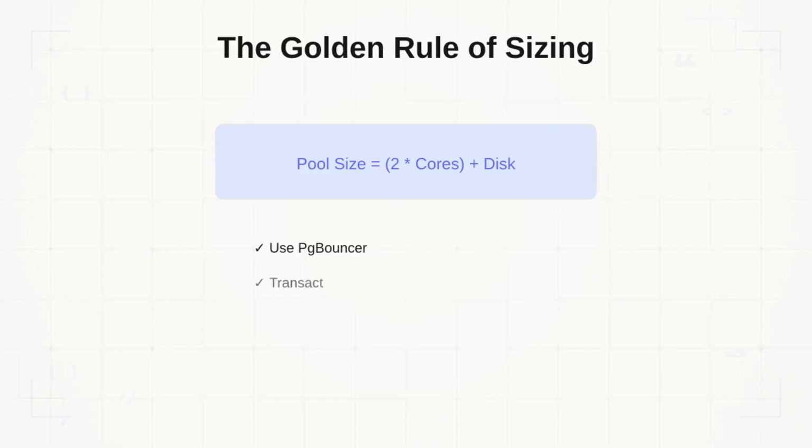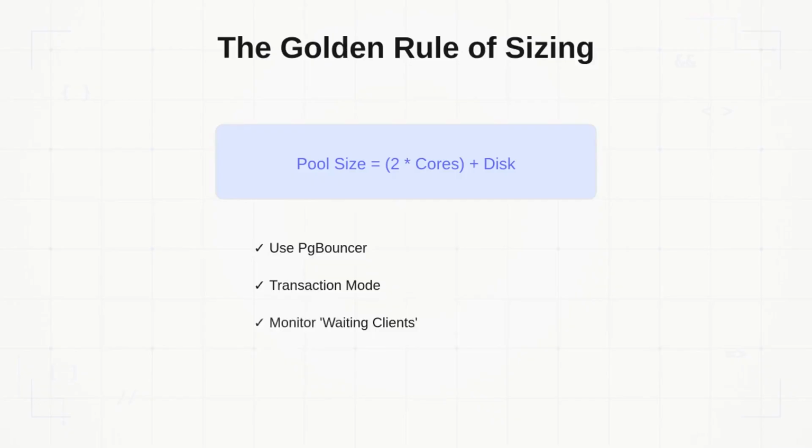So, how do you fix your crashing database? First, audit your connection strings. If you're using a serverless platform like Vercel or Lambda, a pooler is mandatory because these environments spawn hundreds of short-lived instances. Second, size your pool correctly. A good rule of thumb is your pool size should be 2 times your CPU cores plus your effective spindle count. Usually, a pool of 20 to 50 is plenty for even high-traffic sites.